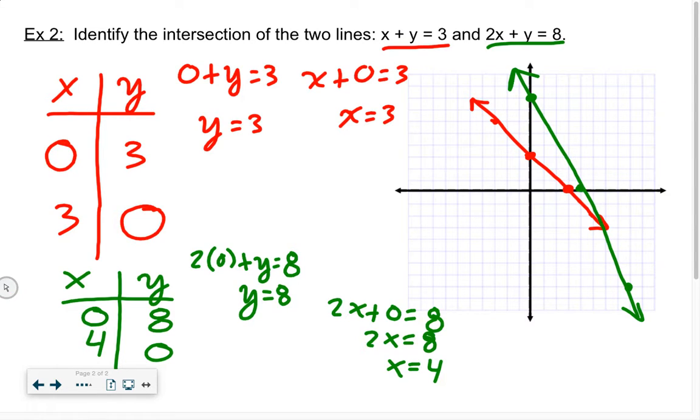Now I got a little sloppy with my lines, so let's go ahead and extend this red line out. If we continue, it's going to continue in this fashion, so our intersection point is going to be taking place somewhere right in here. And in fact, that intersection point is going to be at 1, 2, 3, 4, 5, comma 1, 2, 3.